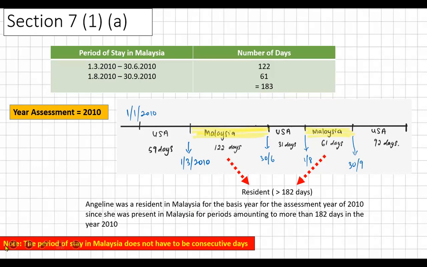So that's why there is a note below. The period of stay in Malaysia does not have to be consecutive days. Consecutive days means continuously. She does not have to be in Malaysia continuously, staying in Malaysia without going back. Something like that.